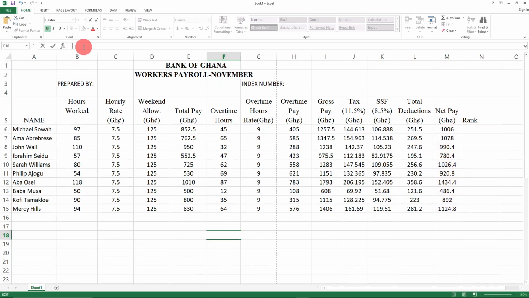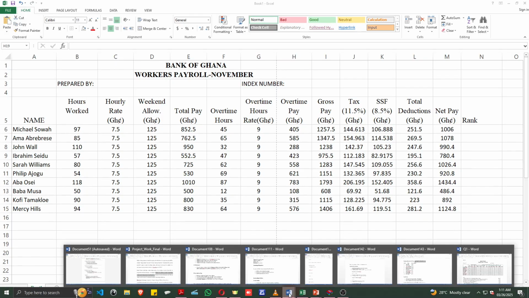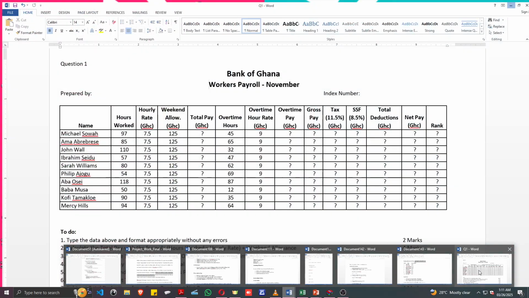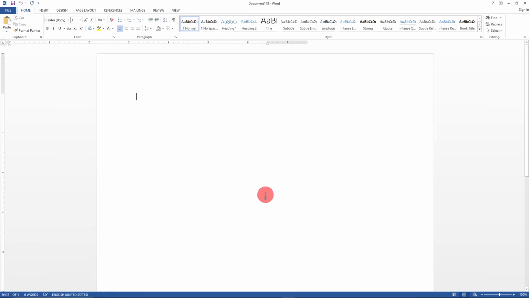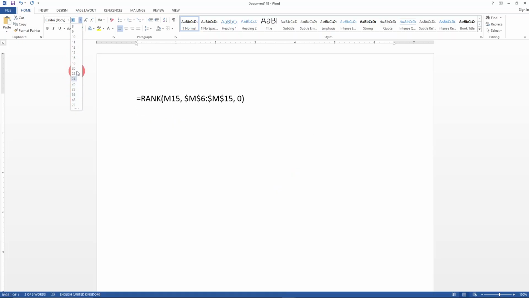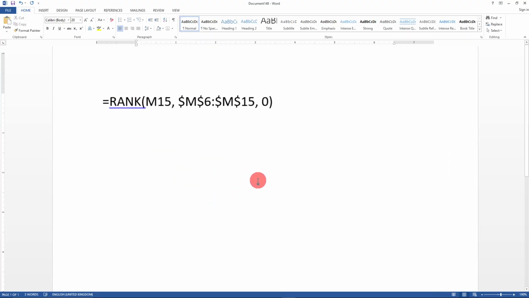So let me paste the formula here. So this is the formula. I think I have to type. I have to open a Word. Let me open a fresh page. Okay, so this is the formula. Let me make it big.